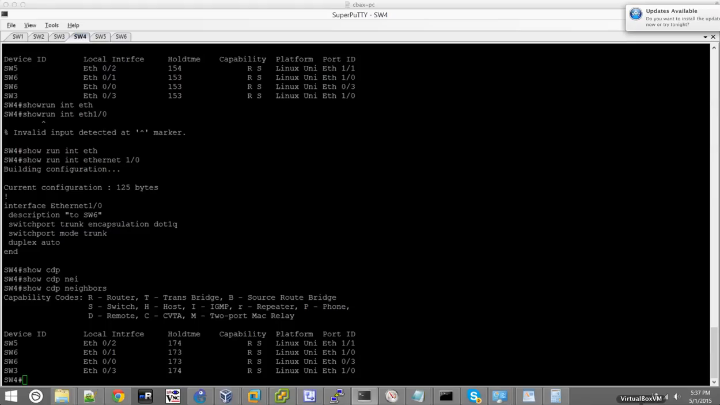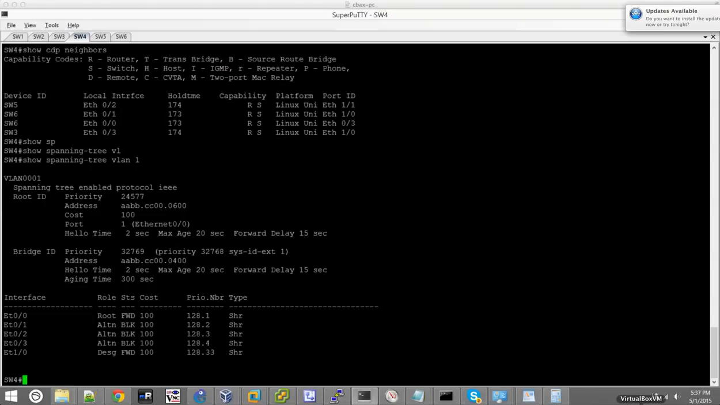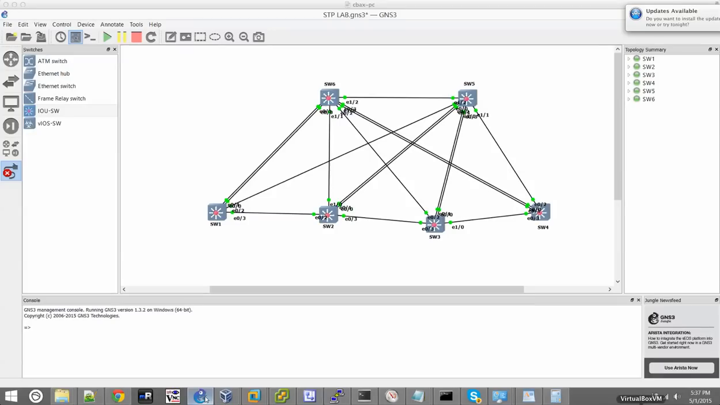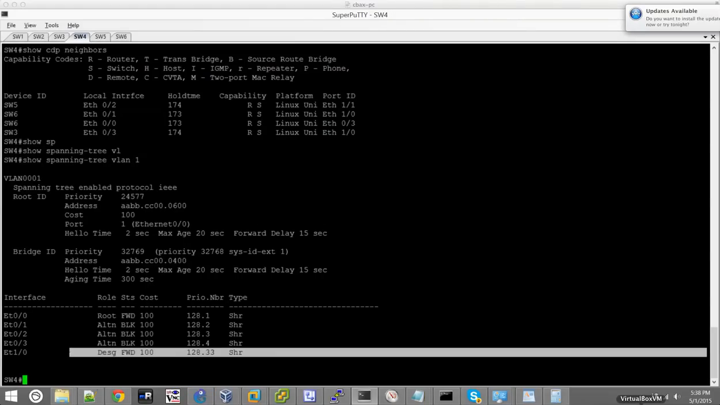Ethernet 01. So, spanning tree VLAN 1. Oh, okay. Now, what the heck port is this? I'm not sure. This port is actually not even connected. Let me just double check. We got four ports. I don't know why this is showing up.